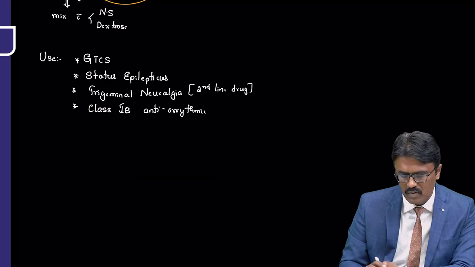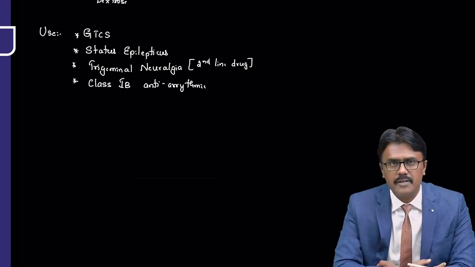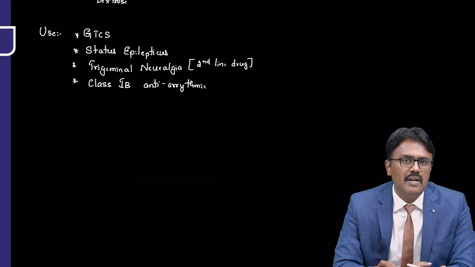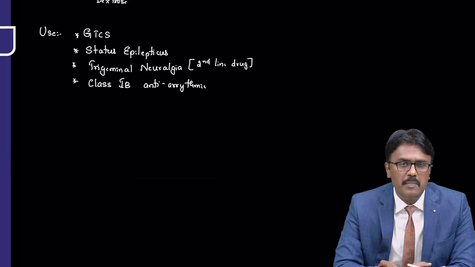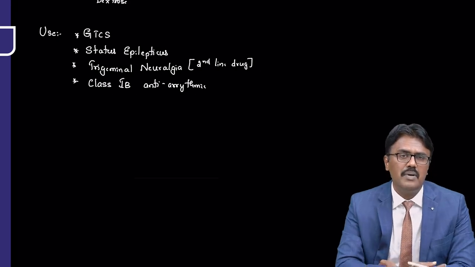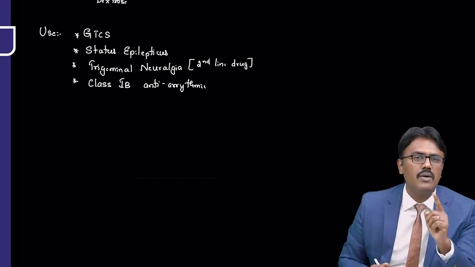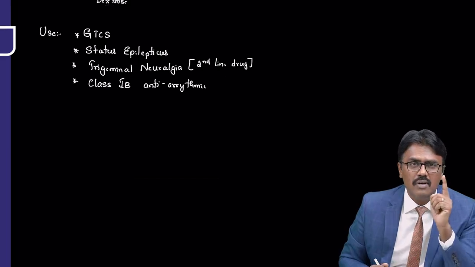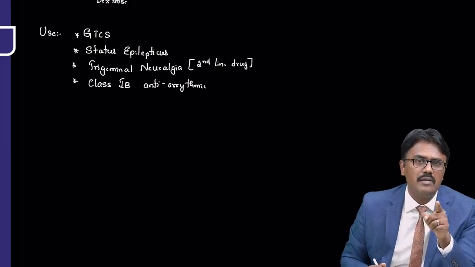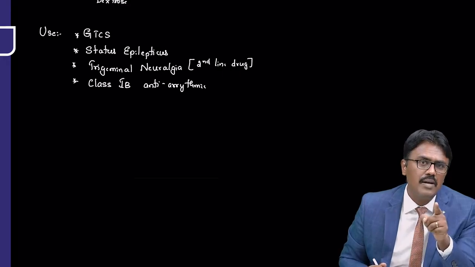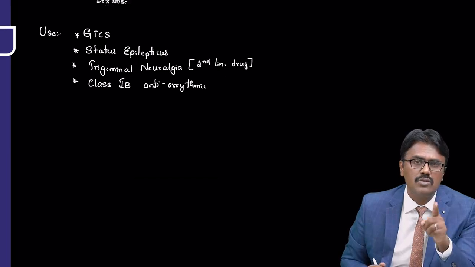So why should I know it belongs to class 1B antiarrhythmic? Suppose a patient is given lignocaine, a class 1B antiarrhythmic, and the patient had lignocaine toxicity and had seizures. When lignocaine is given, the patient may have CNS excitation and seizure. That time don't use phenytoin to control the seizure, because phenytoin and lignocaine have the same mechanism on the heart and that can lead to arrhythmia. So for lignocaine induced seizures, don't use phenytoin.